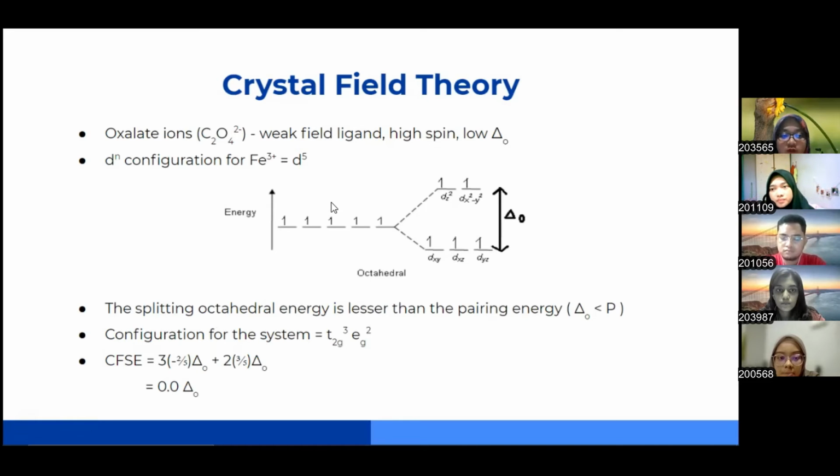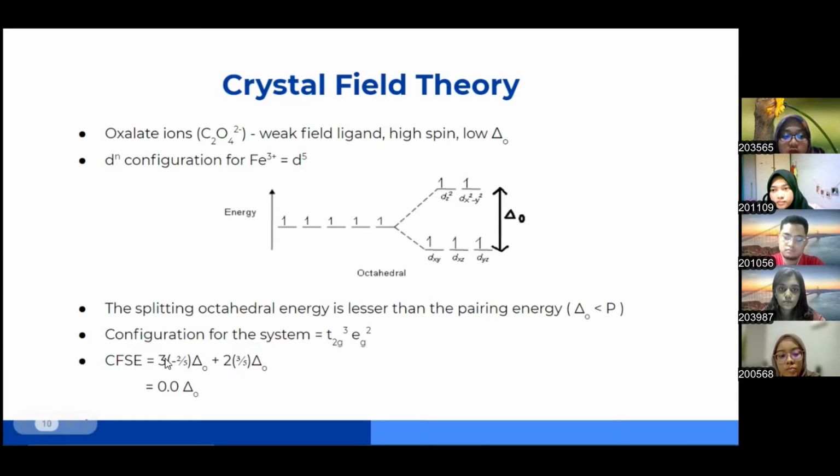Okay, so the configuration of the system is t2g3 eg2, and for the CFSE, for an octahedral complex, an electron in the most stable t2g subset is treated as contributing negative 2/5, whereas an electron in the higher energy eg is contributing positive 3/5.